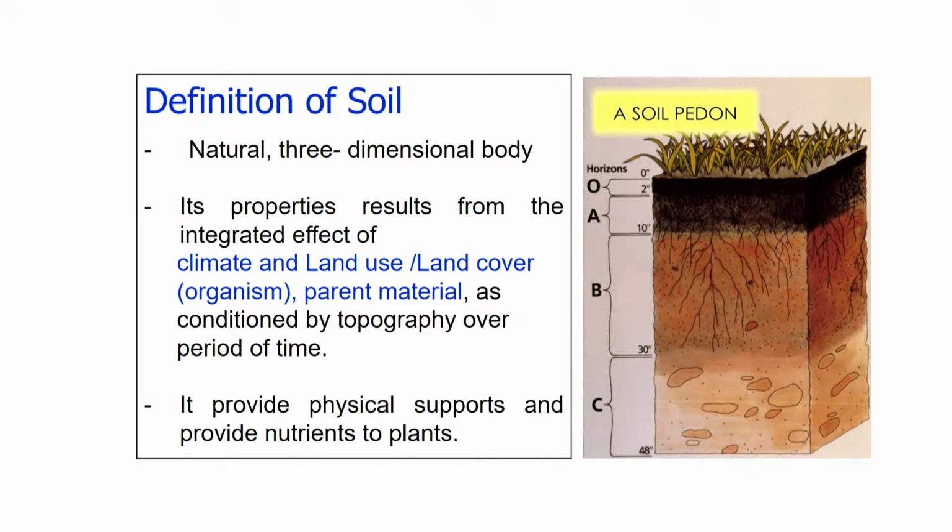So the soil is developed over the parent material, and the properties of these soils are controlled by the integrated effect of climate, land use, land cover, and parent material. These are the factors which control the basic characteristics of the soils, and it is conditioned by topography over a period of time. This is the standard definition a soil surveyor considers.